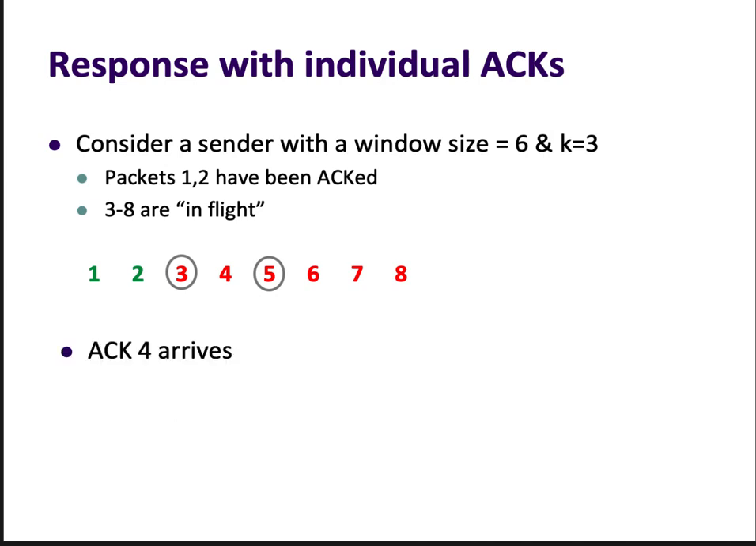Now let's say that you had 2 packets that were dropped, 3 and 5. So now what happens at the sender? When ACK 4 arrives, what is the sender going to do? It's going to say, okay, packet 4 was delivered, I have a window size of 6, so I can now send packet number 9. When ACK 6 arrives, it says, okay, packet 6 arrived. I'm allowed to have 6 in-flight packets, so I'm going to send out 10. Are we good with that?